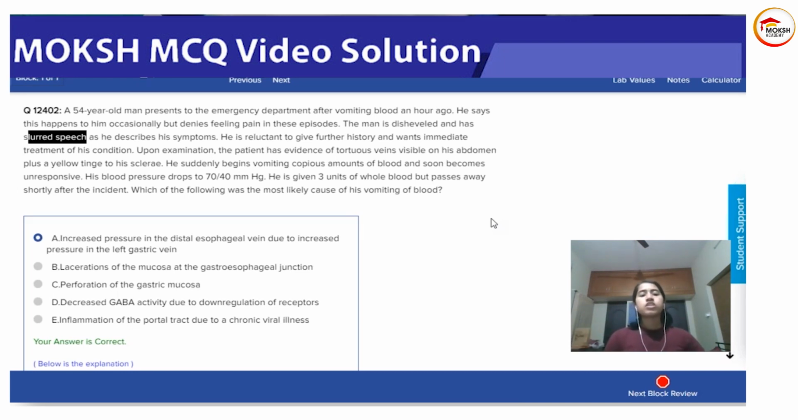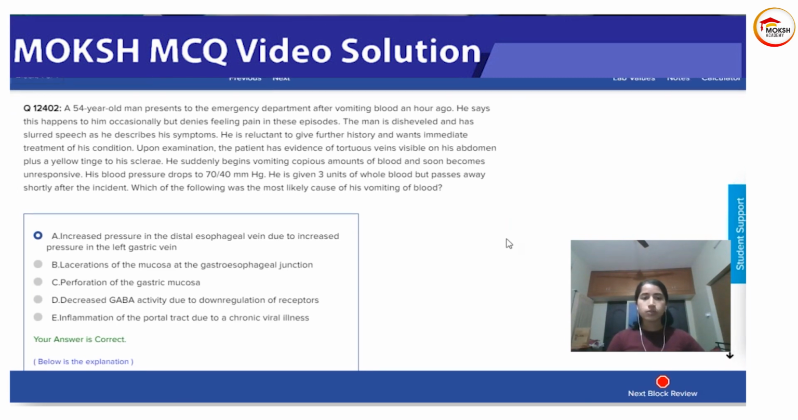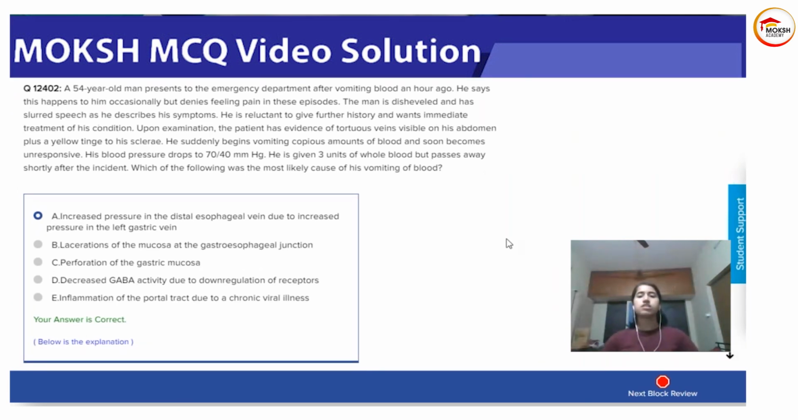When you look at the other options, it can get a little confusing, especially with respect to the second option, which is lacerations of the mucosa at the gastroesophageal junction. This is known as Mallory-Weiss tear. It's usually only a superficial laceration. The way you differentiate both, because both do occur in alcoholics, is that Mallory-Weiss tear also happens most commonly in people who retch a lot, especially alcoholics.